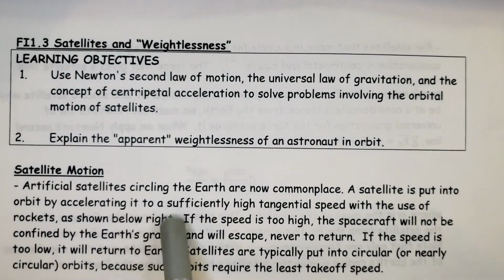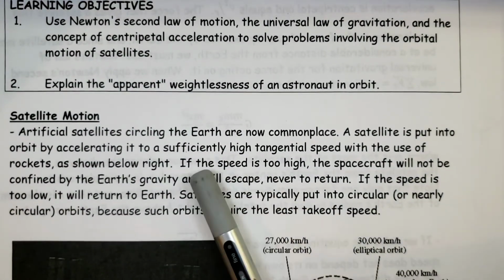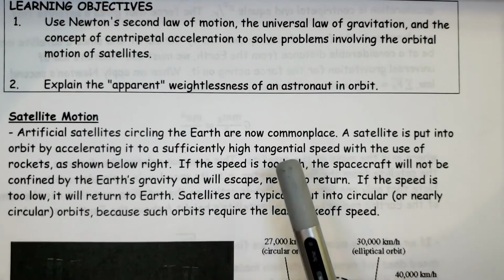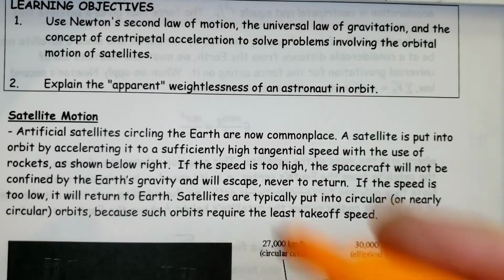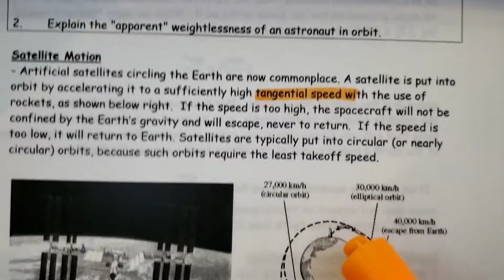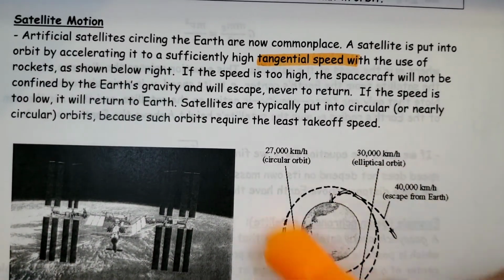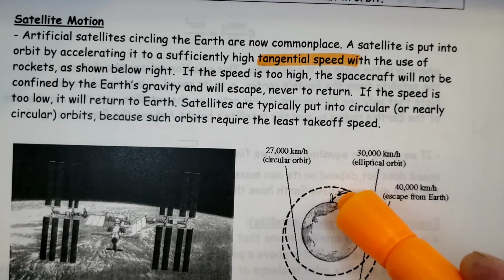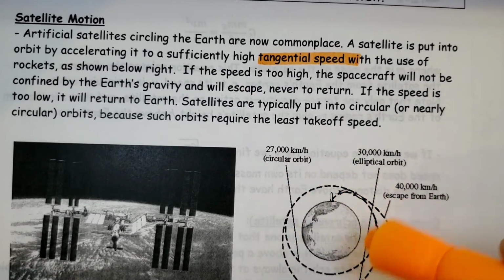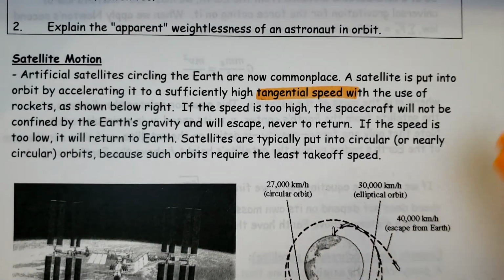Artificial satellites circling Earth are now commonplace. A satellite is put into orbit by accelerating it to a sufficiently high tangential speed, so a certain v, with the use of rockets as shown over here. It needs to have a certain speed in order to maintain that orbit, because again, it's constantly falling, but if it's going fast enough, it can maintain an orbital type pattern.